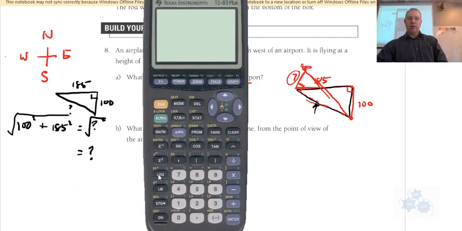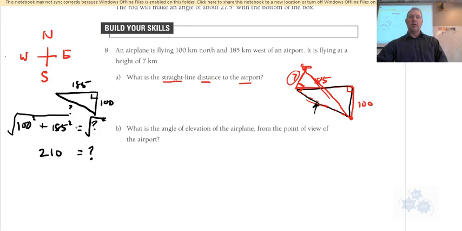So hopefully you're getting fairly good at this now. My calculator doesn't do it like that. Well, what do you mean? You can do it like this probably. No, it won't. Yeah, it will. 100 squared plus 185 squared, I'm going to take the square root of that. It's 210. Now what you might have to do is do the inside first and then take the square root of the answer. That's fine. Oh. Yeah, it did do it, huh?